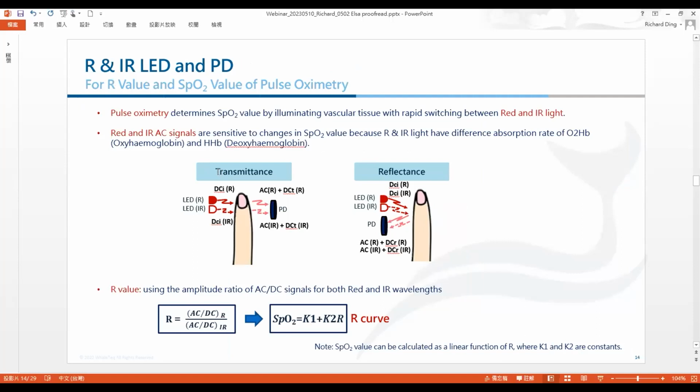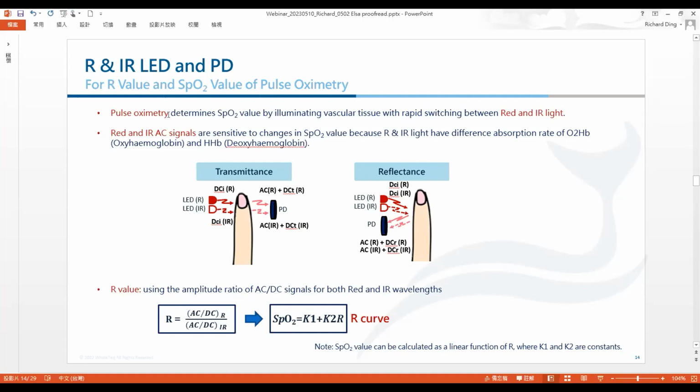And for red and the infrared device, this is for SpO2 measurement. Use two lights, red and the infrared. Okay, so here you can see there are two types, PPG and pulse oximeter. Okay, this is a pulse oximeter.